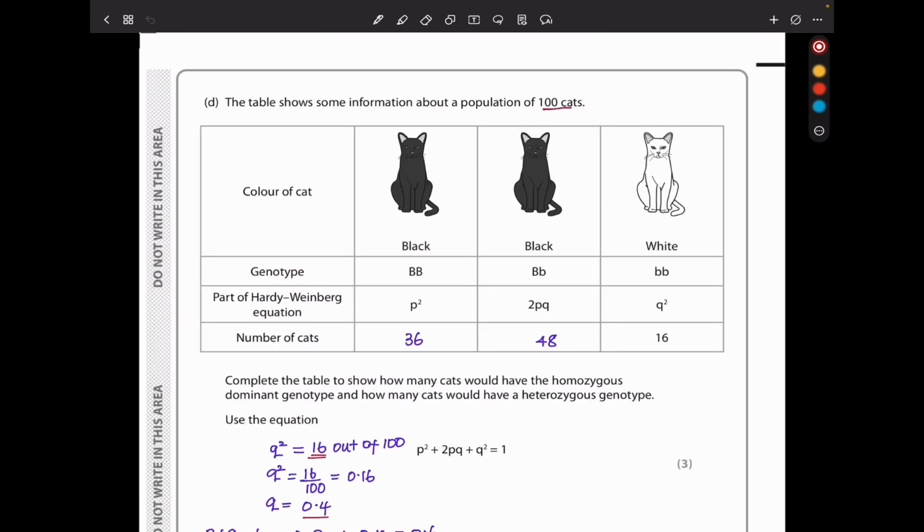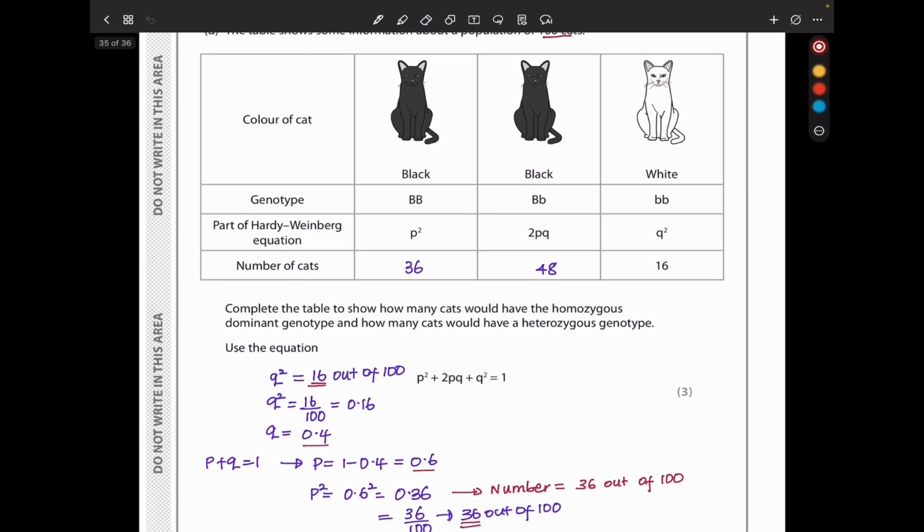In part D, the table shows some information about a population of 100 cats. So here we have the color of the cats, black and white. Then we have the genotypes. We have the Hardy-Weinberg equation giving us the p squared, 2pq, and then the q squared. This is what was given. So they say complete the table to show how many cats would have the homozygous dominant genotype and how many cats would have a heterozygous genotype.